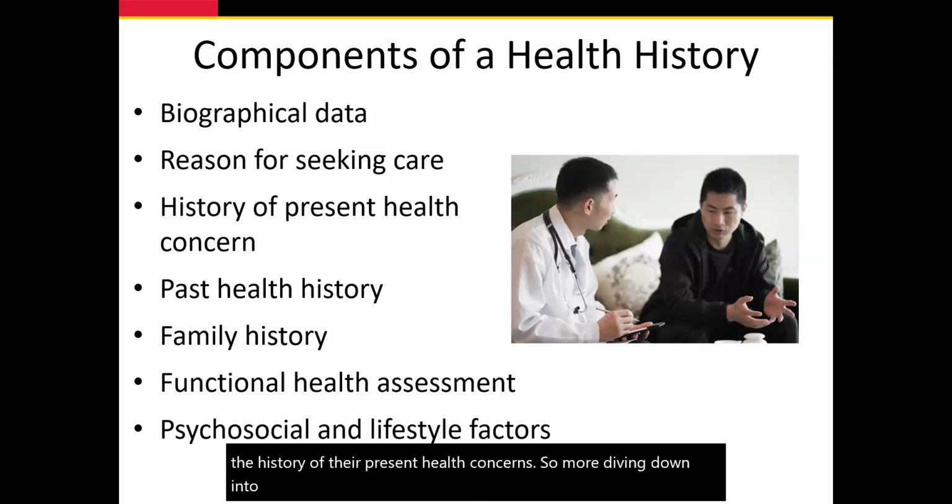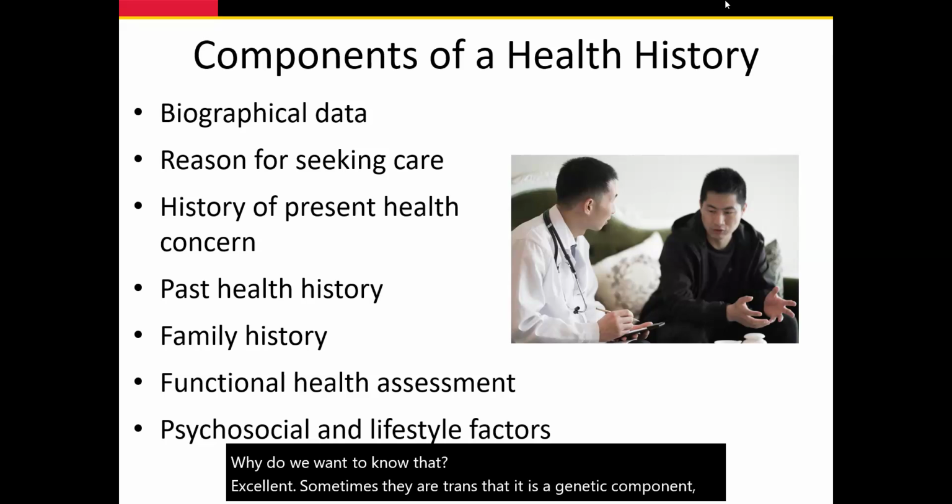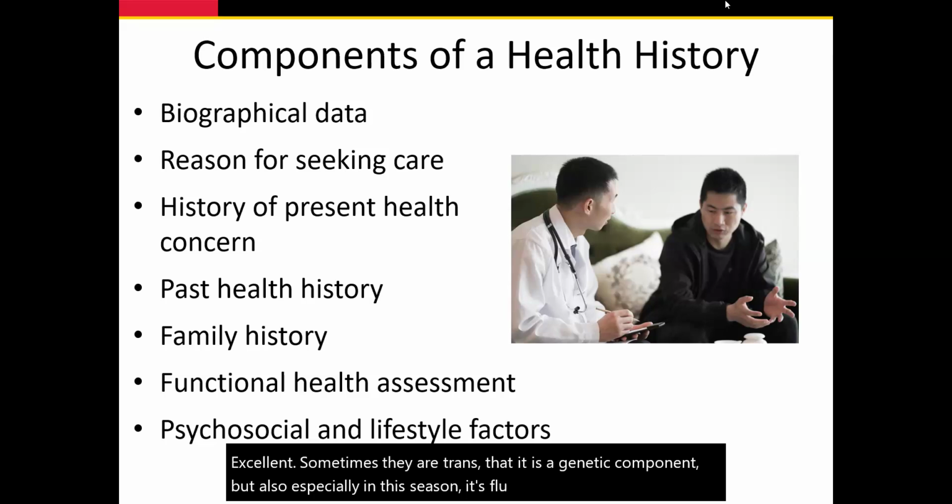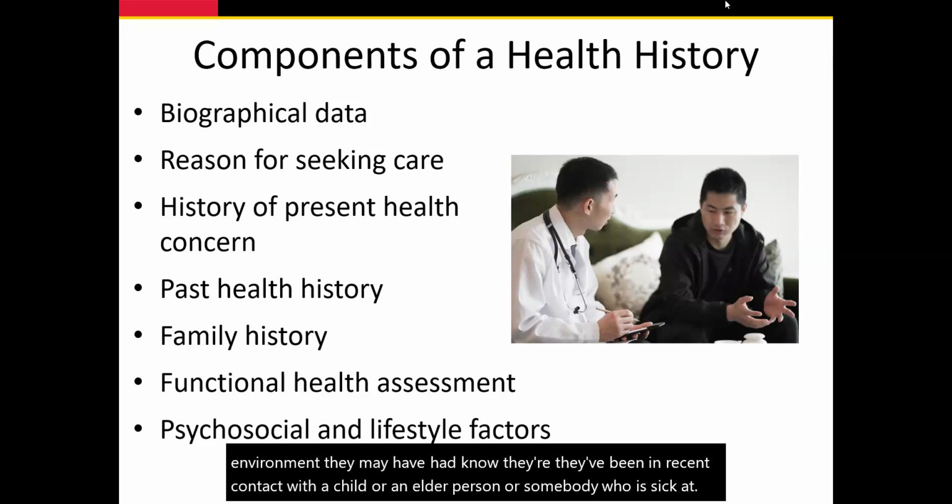their family history. Now, why is family history? Why do we want to know that? Because some diseases are genetically transmittable. Excellent. Sometimes there is a genetic component, but also, especially in this season, it's flu season, I always like to ask, is anyone else sick at home? So asking about family history is not only the genetic component, but it is also the health in the environment. They may have been in recent contact with a child or an elder person or somebody who is sick at home, and that lets you know, oh, they may have something that's transmissible.